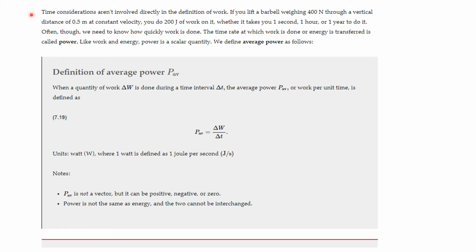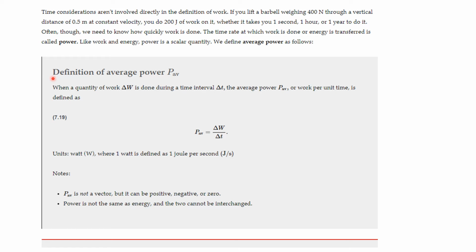Time considerations aren't involved directly in the definition of work. You can lift a barbell weighing 400 newtons through a vertical distance of half a meter, and that's 200 joules of work, whether you do it in 1 second, an hour, or a year. But often we worry about the time it takes to do some work, and that's when we start talking about power. Power is a scalar quantity, and we define average power as follows.